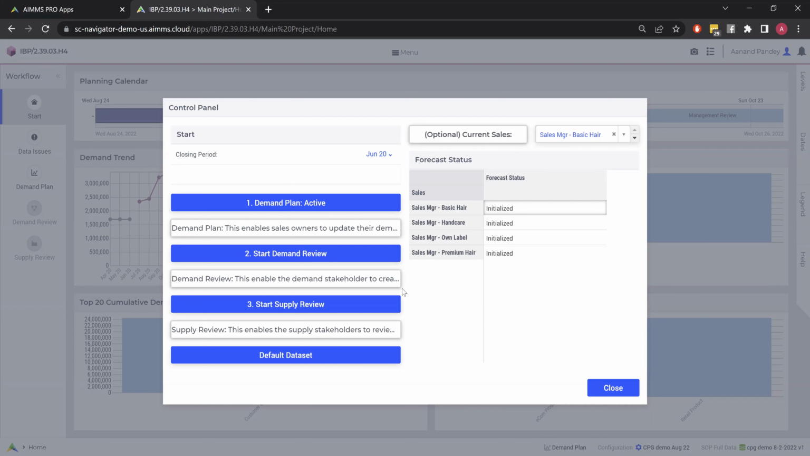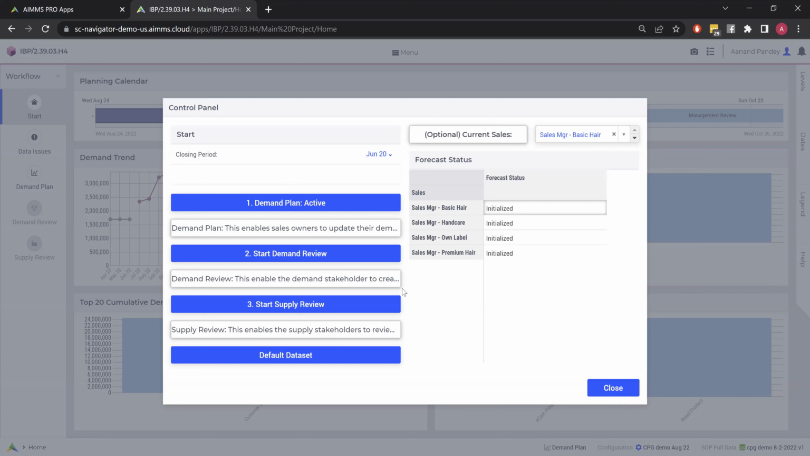So let's start ahead with the first phase, the demand plan. And we are going to enter it as the basic hair product sales manager. So as you can see, firstly, the demand plan phase allows you to understand what is your planning calendar. And of course, this is all editable using the filters and some high-level metrics for this particular demand planner.